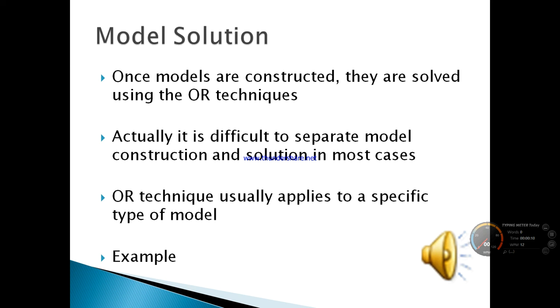For example, for the software company, we have constructed a model. We have designed a diagram, a use case diagram. Then we will give the diagram, the model, to the developer, to the coder. Then he will start coding the software to solve the problem.